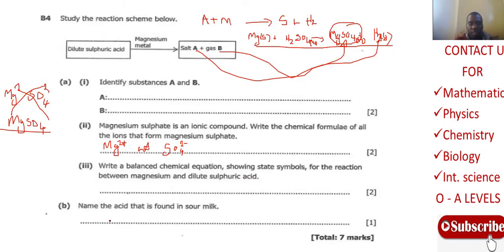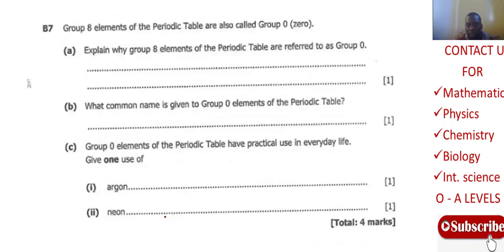Then name the acid that is found in milk. So the name of the acid is called lactic acid. So the name is lactic acid. Okay, so this is lactic acid. All right, we continue. Okay, that was B4. We'll check out B5 and 6 later on.